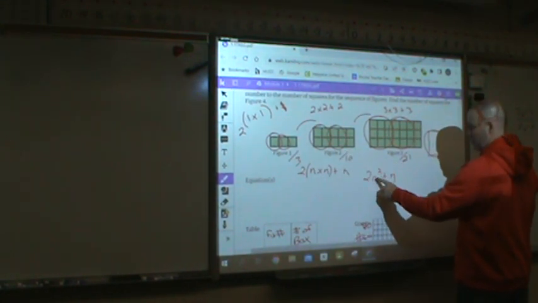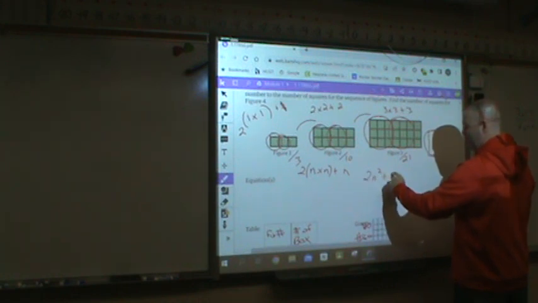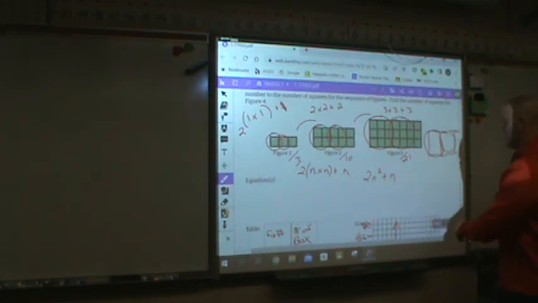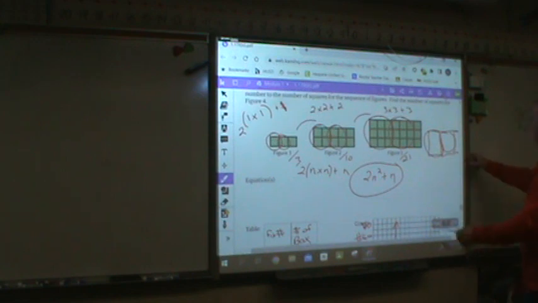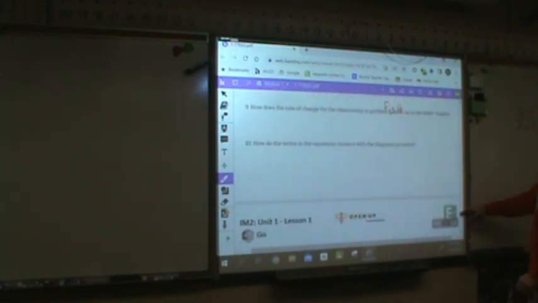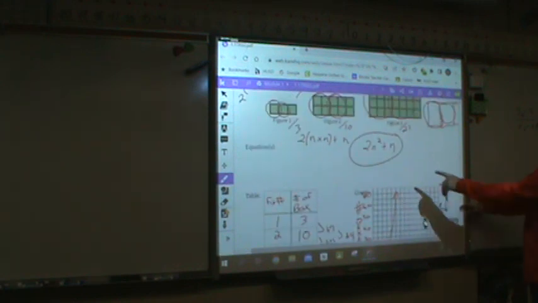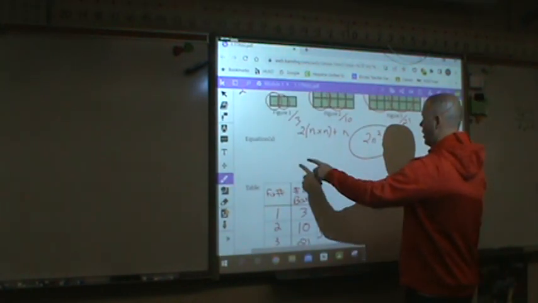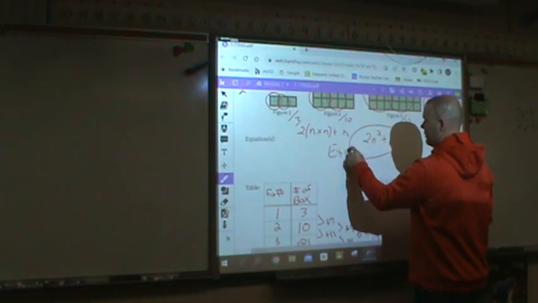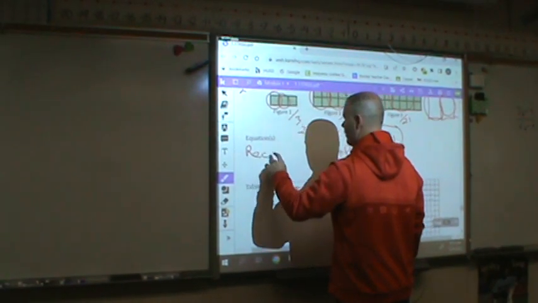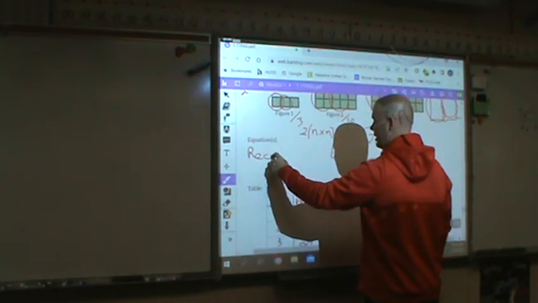Figure number 2. 2 squared is 4. 4 times 2 is 8. 8 plus 2 is 10. Hey, it works. I'm pretty sure that right there, that's my explicit formula. Again, those are hard. Those are hard. Okay, so we have the explicit formula, explicit equation. We'll just put exp right there. The recursive is going to look a lot like this.